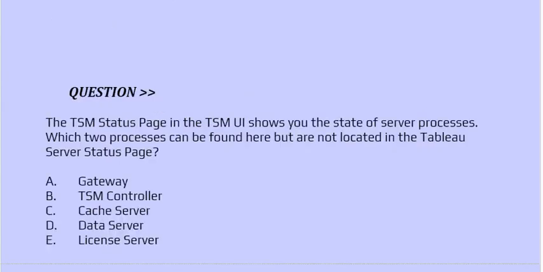Next question is the TSM status page in the TSM UI shows you the state of server processes. Which two processes can be found here but are not located in the Tableau server status page? Option A, gateway. Option B, TSM controller. Option C, cache server. Option D, data server. Option E, license server. Correct answer is option B and option E.